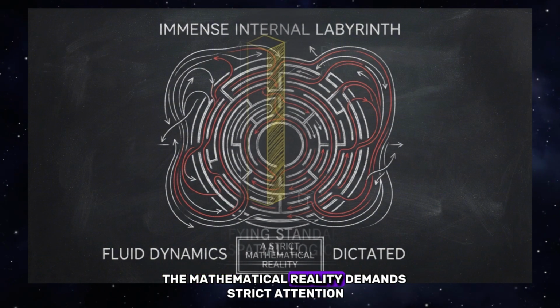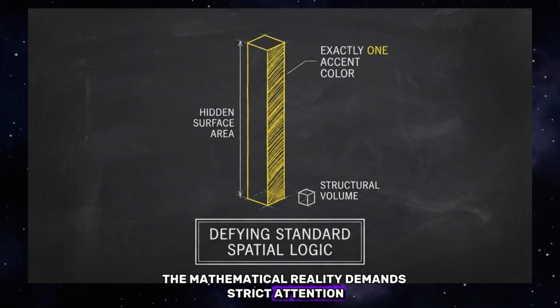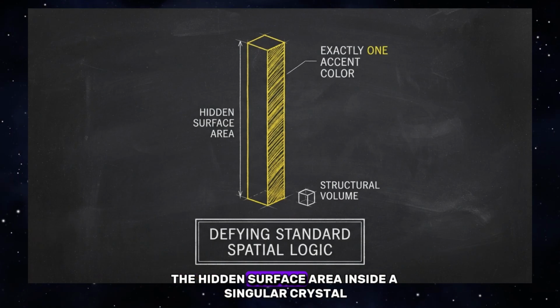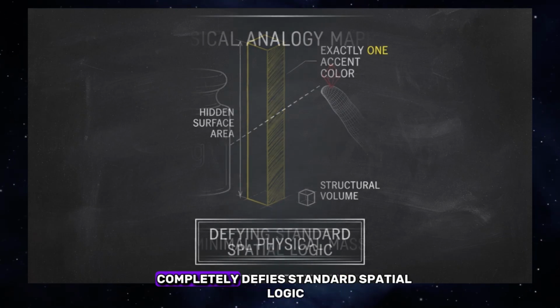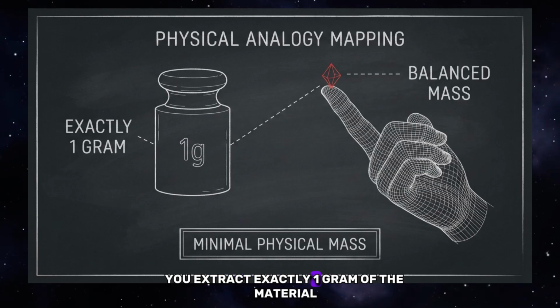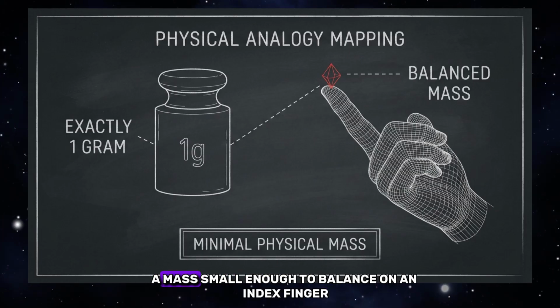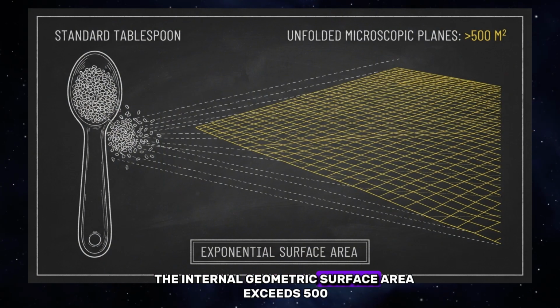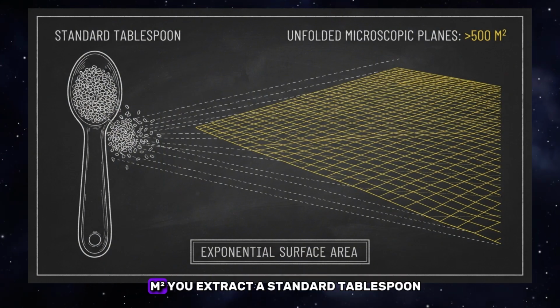The mathematical reality demands strict attention. The internal voids dominate the structural volume. The hidden surface area inside a singular crystal completely defies standard spatial logic. You extract exactly 1 gram of the material, a mass small enough to balance on an index finger. The internal geometric surface area exceeds 500 square meters.